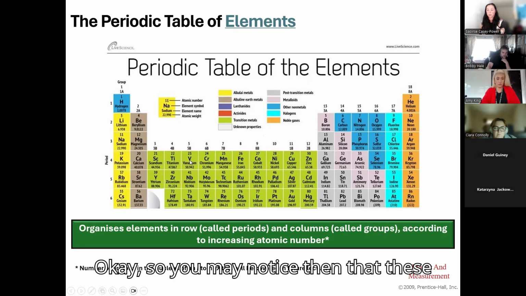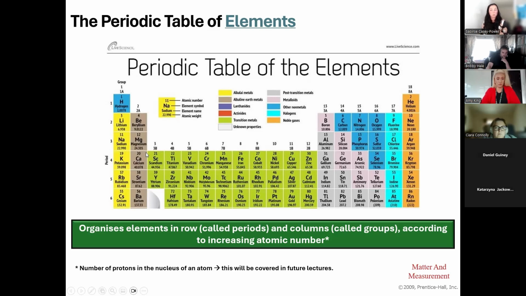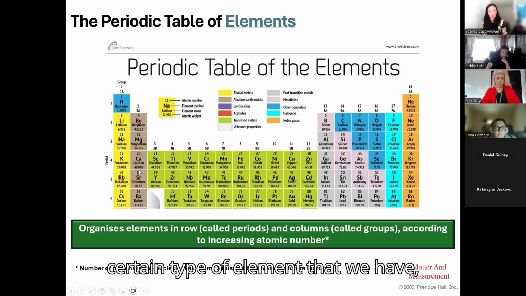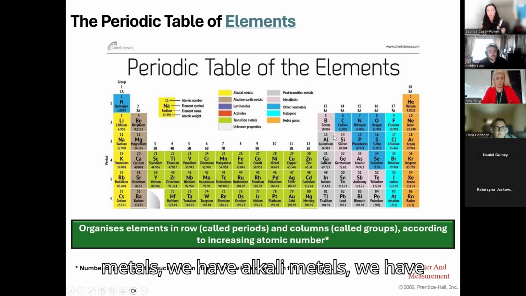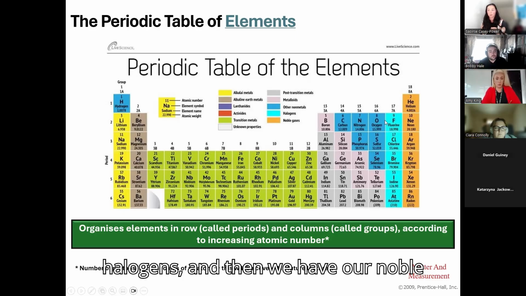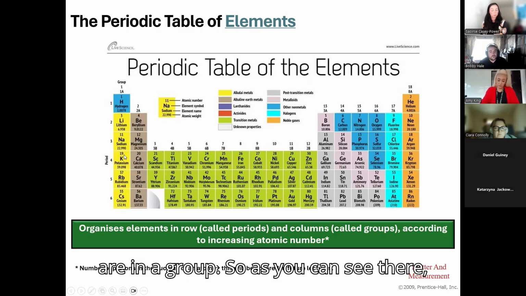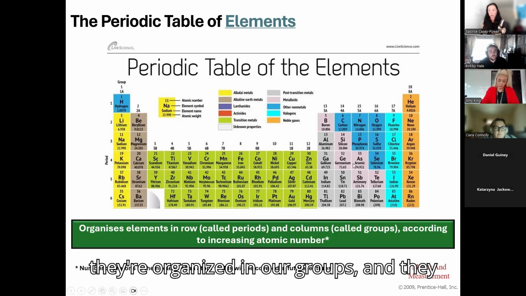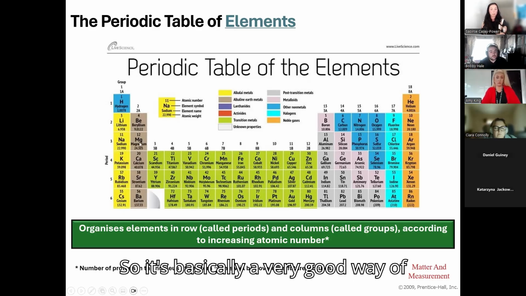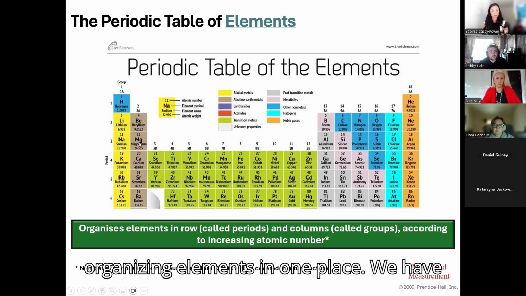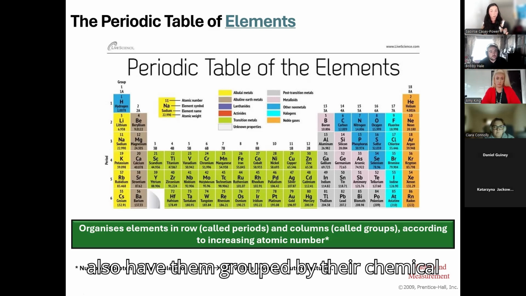Okay, so you may notice that these are organized by color. The color represents the certain type of element that we have. As you can see, we have alkali metals, halogens, and then our noble gases. Each one is in a group, organized in our groups, and they all have similar chemical properties. So it's a very good way of organizing elements in one place. We have them by atomic number, and we also have them grouped by their chemical properties.